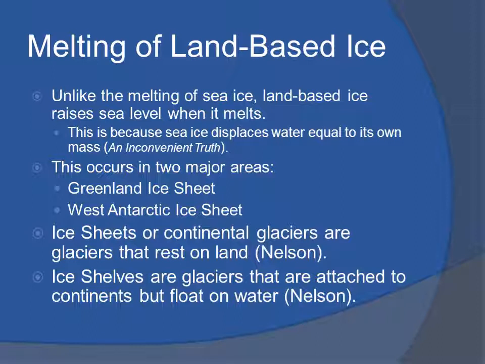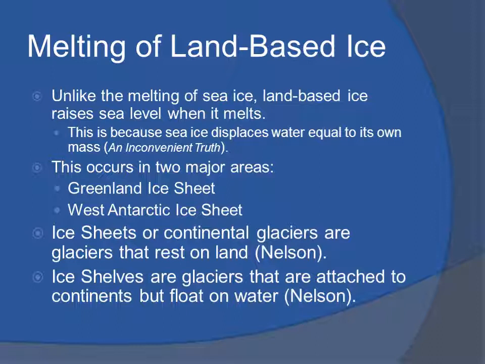And there are two major areas that are of concern to climate scientists, and those are the Greenland ice sheet and Antarctica in general, but particularly West Antarctica because it's at a lower elevation than East Antarctica and is exhibiting more melting than any other part of the continent. And there are two terms that are important to cover here. Those are ice sheets and ice shelves, and they're not the same thing.